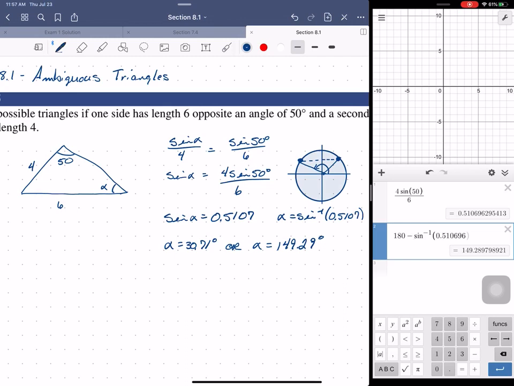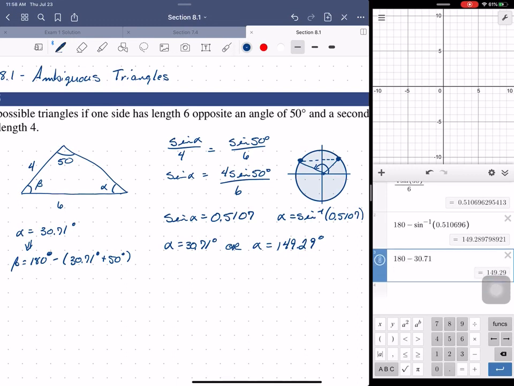How do we check it? Well, what we've got here is two possibilities for this angle beta. So if alpha equals 30.71 degrees, then beta equals 180 minus 30.71 plus 50, which is 99 degrees. Right?